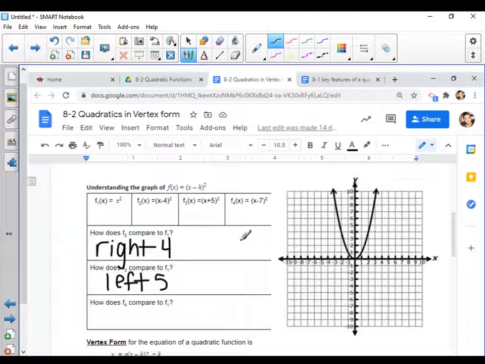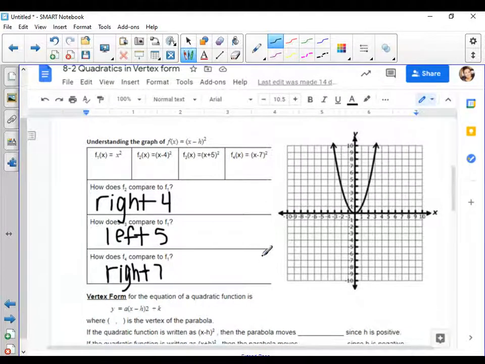The last one is a minus sign. This one's kind of like the first one. So from x squared, if I have an x minus 7 in parentheses, that's actually going to go to the right 7. And you can check that on your Desmos, x minus 7. You'll see that it does go to the right 7.